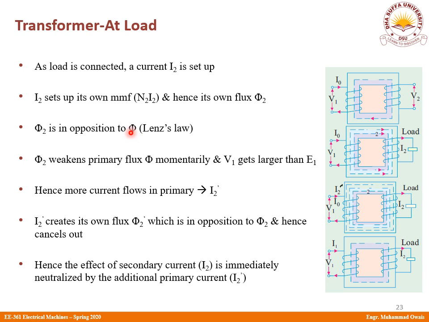लोड नहीं भी था, तो this will start opposing that flux. और होगा क्या, since it is in opposite direction, this will weaken the primary flux. और जब primary flux मेरे पास कम हो जाएगा momentarily, just for seconds, तो हमारे पास उस वक्त क्या होगा, V1 will get larger than E1। ये चीज आपको थोड़ी परेशान कर रही होगी, what is V1 and what is E1.